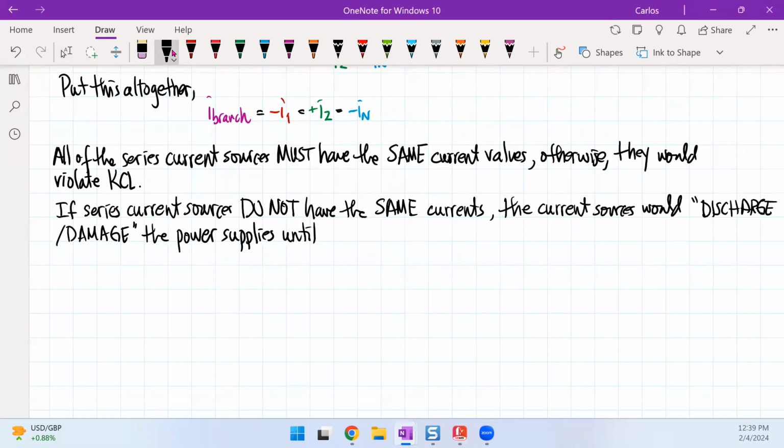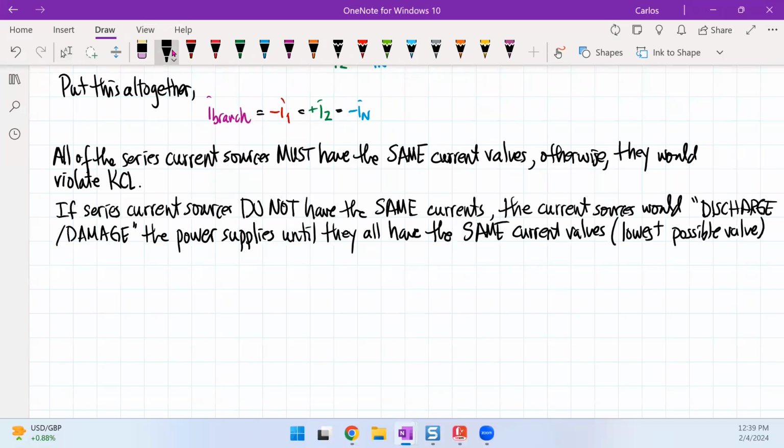Until they all have the same current values. And this is typically the lowest possible value. This is hard to imagine. It really is hard to imagine. So what we want to do here is wait till voltage sources, because that will make a little bit more intuitive sense.